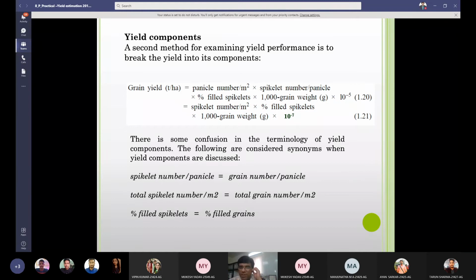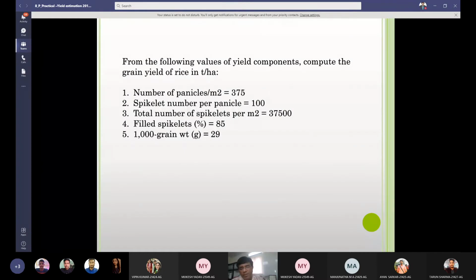For example, kg per meter square should be, gram per meter square should be equivalent to... No, tons. Oh, sorry. I think gram per meter square should be equivalent to tons per hectare. So some relationship is there. So there is some confusion in the terminology. Forget this.